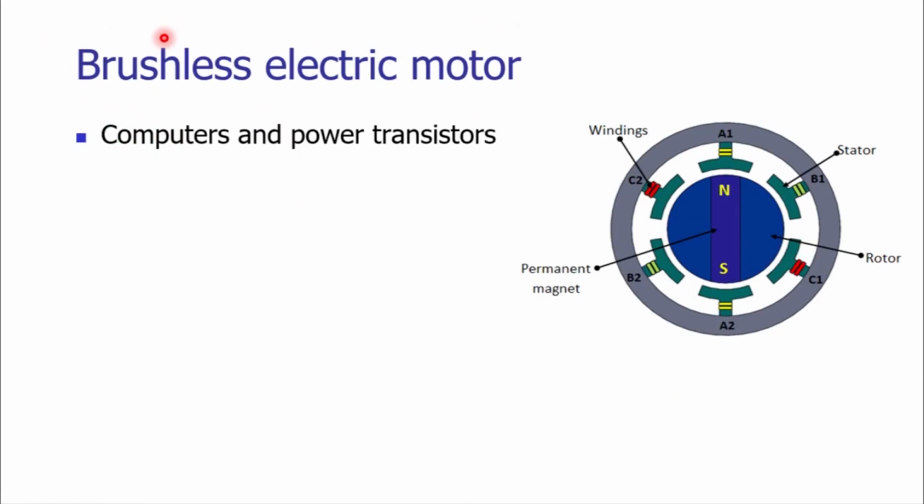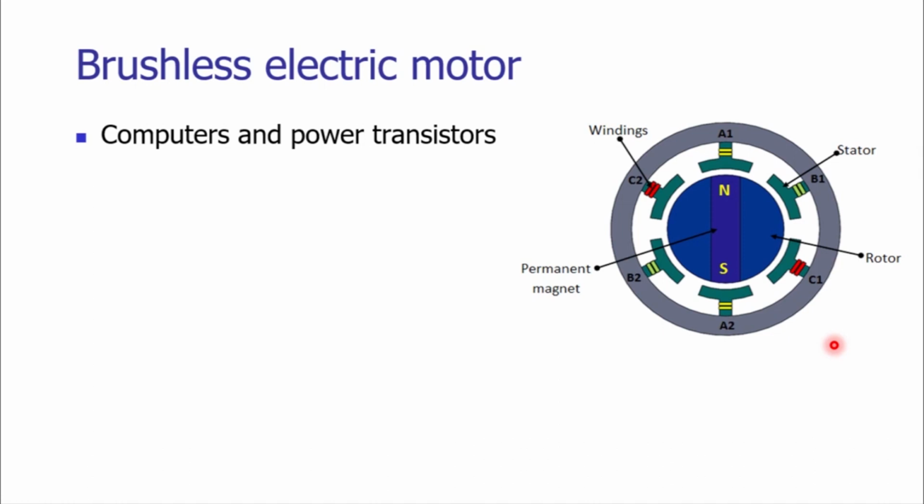The next variant of DC motor is the brushless DC motor. As we have seen in the brushed DC motor, there is wearing of the brushes, which is affecting the performance of the DC motor. To eliminate this drawback, an arrangement has been developed which can be seen on your screen. In the brushed DC motor, we have an armature coil and we apply DC power supply to the armature coil.